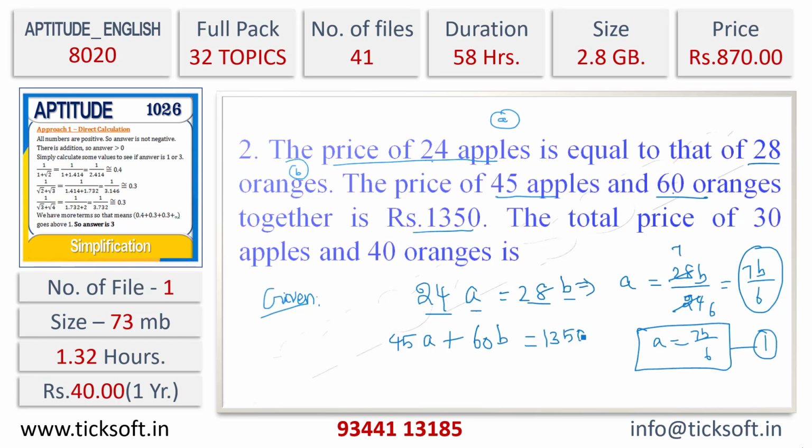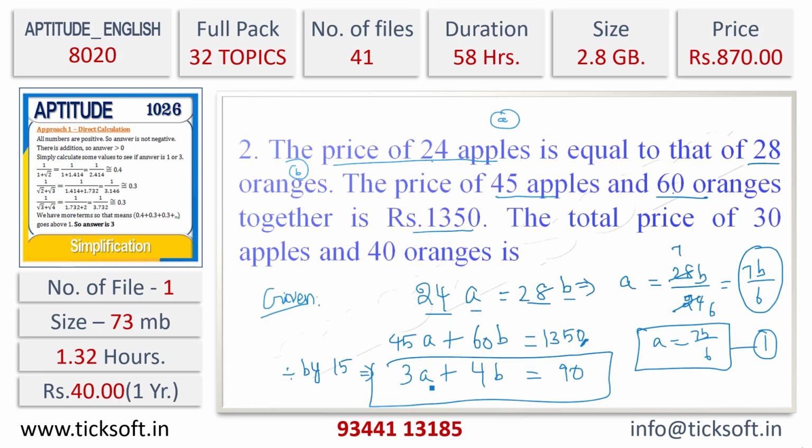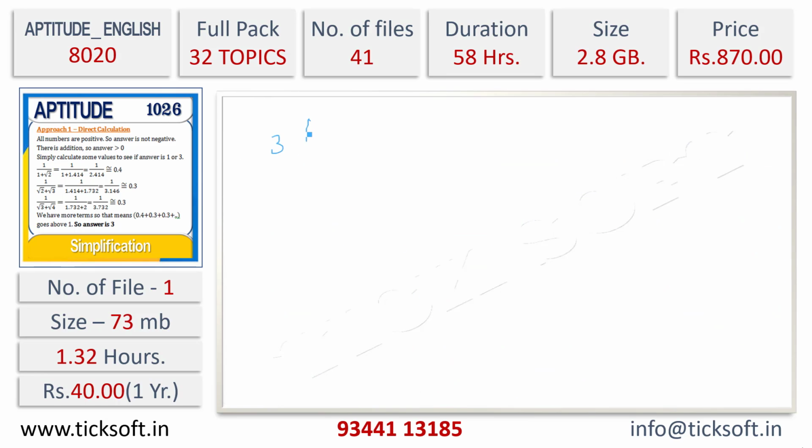And now we are going to take this equation and divide this whole equation by 15. Then what will we get? 45 divided by 15 is 3, so we get 3a, plus 60 divided by 15 is 4, so we get 4b is equal to 1350 divided by 15, which is 90. So here in this equation we are going to substitute the value of a, which is 7b by 6. Then what will we get? 3 into the value of a, 7b by 6, plus 4 into b is equal to 90. Now if we divide these two values, we get 2.